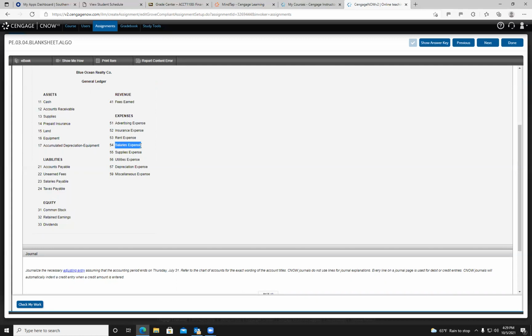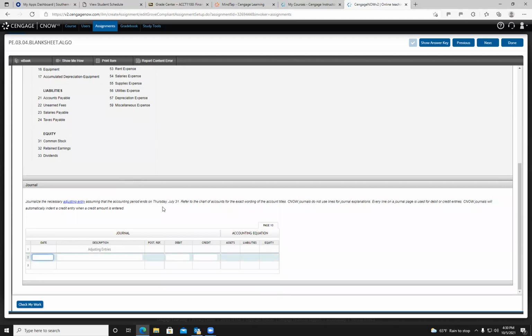Now let's figure out what we're going to credit. It's money that we will owe, but we're not going to pay yet because payday is not till Saturday. So it's something that we have to pay, which means it's a payable. So we're going to come over here to liabilities and look for salaries payable. Salaries payable is a liability, and liabilities are always recorded with a credit. So now we know what we're going to debit and what we're going to credit. Let's go ahead and get everything set up and ready to go.